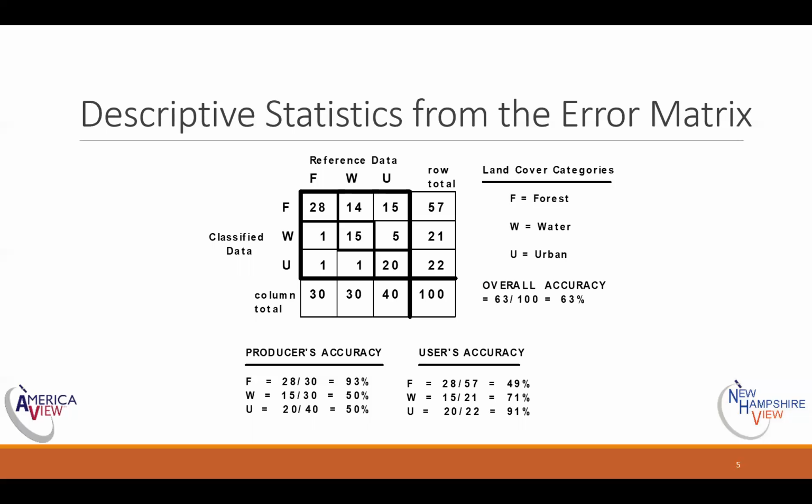Okay? And we can see that the major diagonal, that area that's bolded, 28, 15, and 20, represent the agreement between what the map said and what the reference data said. Where they agreed, those things are tallied in the major diagonal.